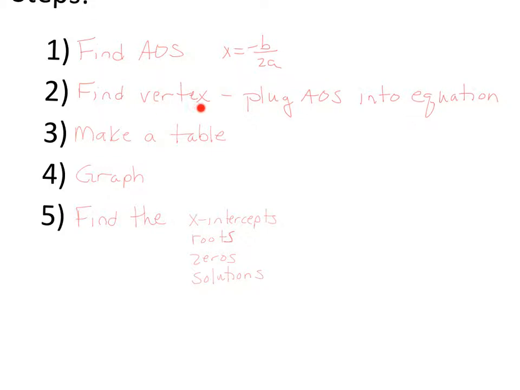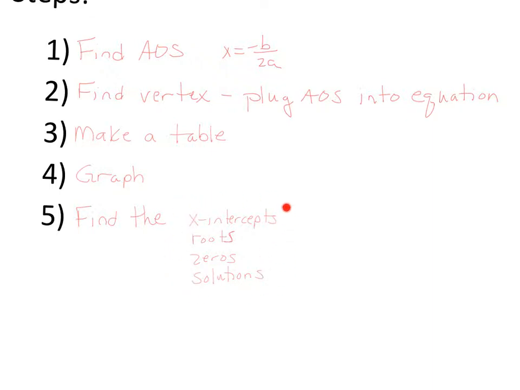So we're going to find the vertex. Remember, that's the max or minimum point. We'll do that by taking this value and plugging it into the equation. Then we're going to make a table. We're going to use 5 values, and I'm going to show you how to do that. We're then going to sketch those points on a grid. Our last step is to find where it actually crosses.